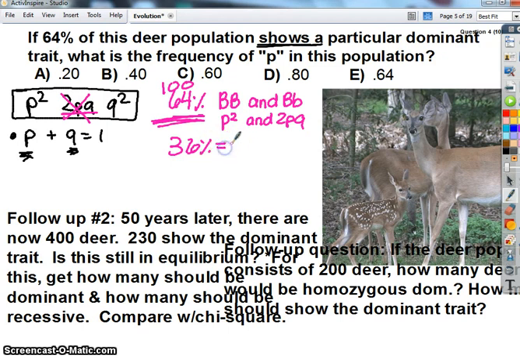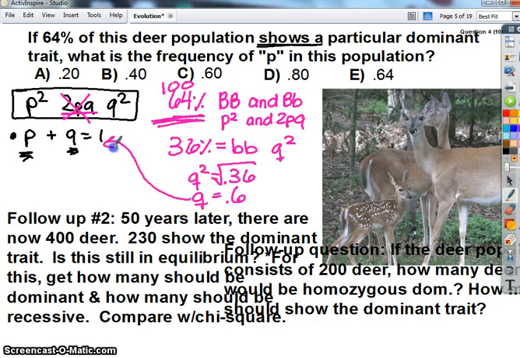And we know that the recessive trait, little b, is q squared. So if q squared is 0.36, q is going to simply be the square root of that, which is 0.6, and then p plus q equals 1, so that means p is going to be 0.4. So the answer here is B.